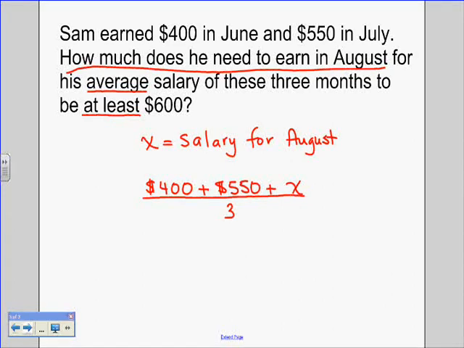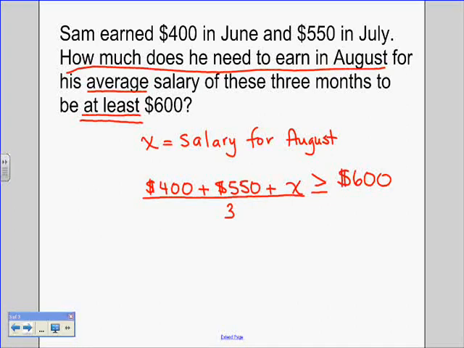Now I'm saying that it has to be at least $600. So I'm going to look at my chart and I'm going to say, well, at least means it has to be greater than, or it can also be equal to. Greater than or equal to $600. So I've got this inequality set up here, and I should be able to solve to find what is a reasonable range of values for his salary for August.